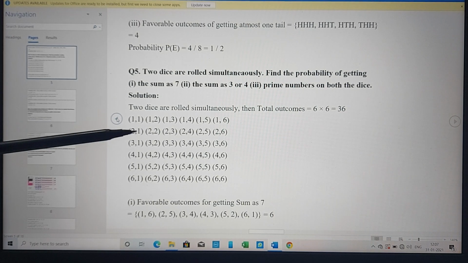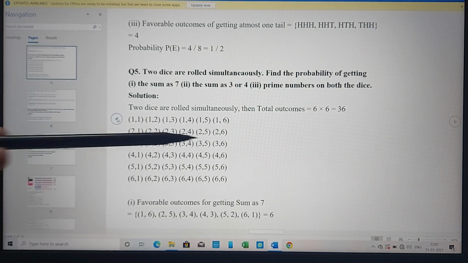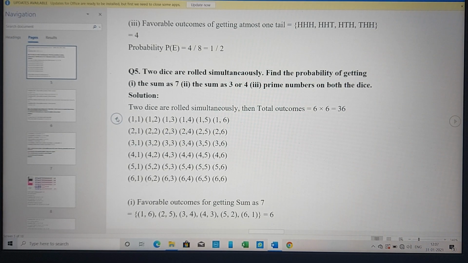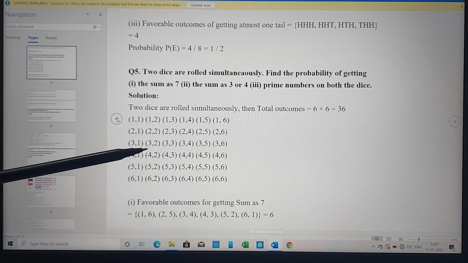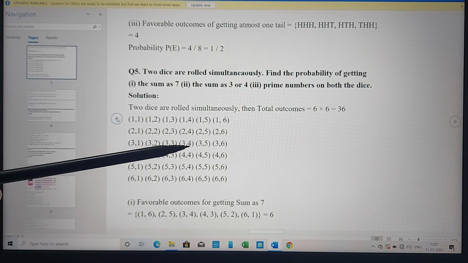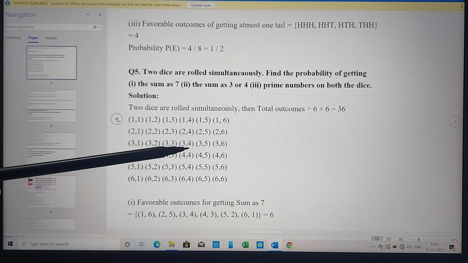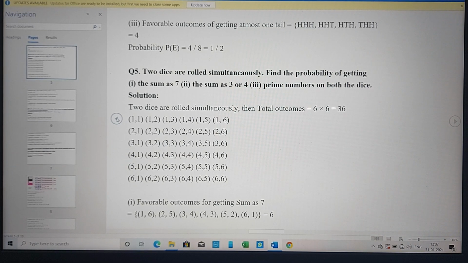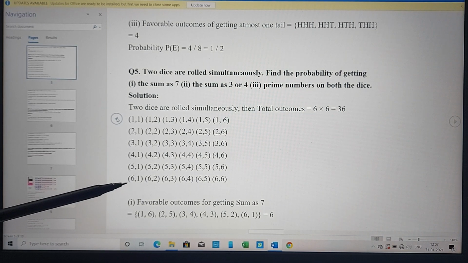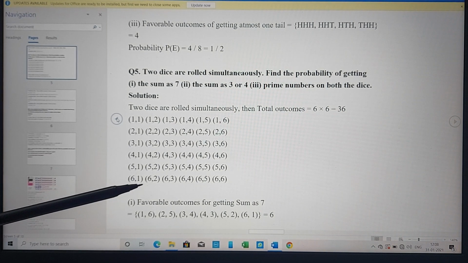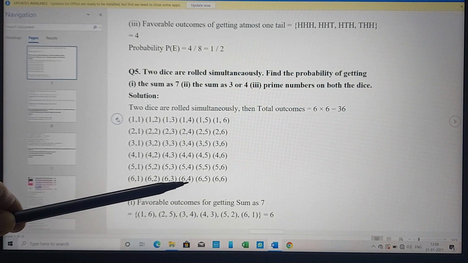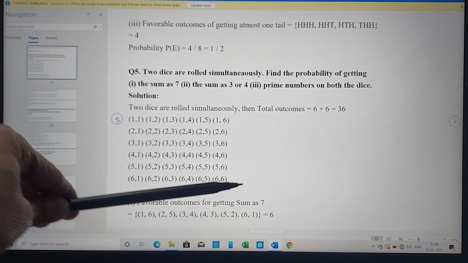Likewise, you get 2 on the first, 1 on the second, 2 on the first, 2 on the second, 2 3, 2 4, 2 5, 2 6. Likewise, we'll write 3 1, 3 2, 3 3, 3 4. On the first you are getting 3, on the second you are getting 4. In this manner, we'll write till 6. On the first one you are getting 6, second one you are getting 1. First one 6, second one 2, 6 3, 6 4, 6 5, 6 6.